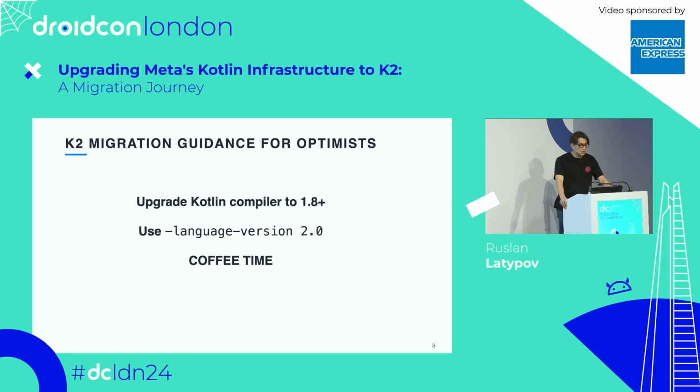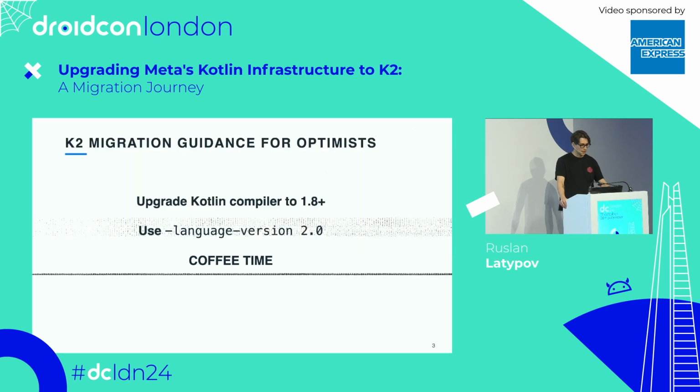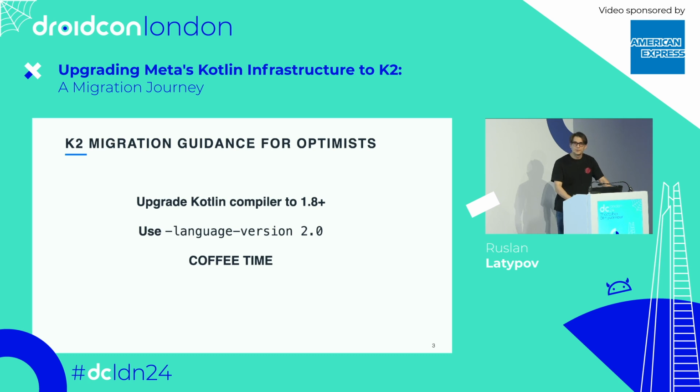So today we're talking about our migration journey. How can an optimistic K2 migration look? You just need to update your Kotlin compiler version and pass the correct language version flag. Can it be easier? From Kotlin 2.0, K2 is the default, so we don't need to specify a language version anymore. But unfortunately, it didn't work that way for Meta infrastructure.